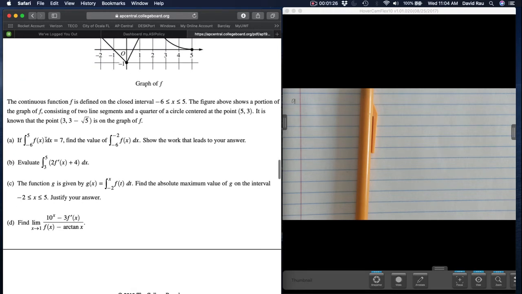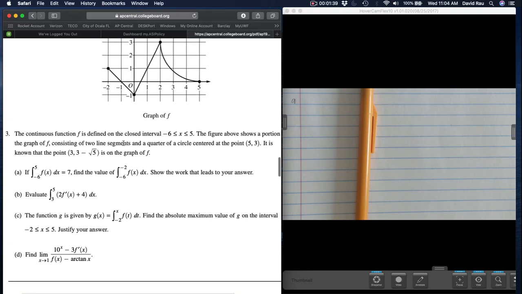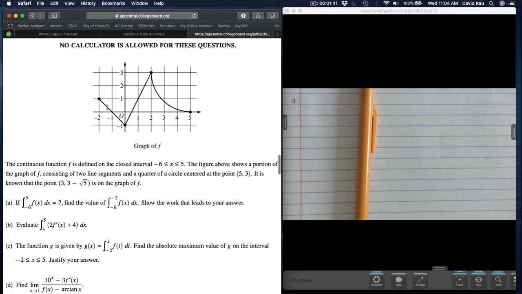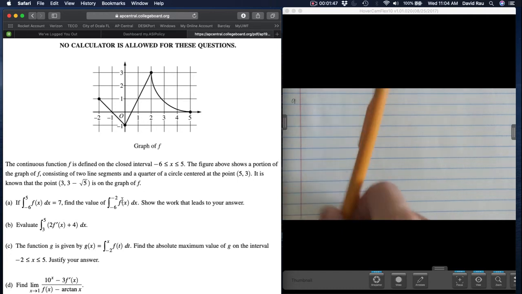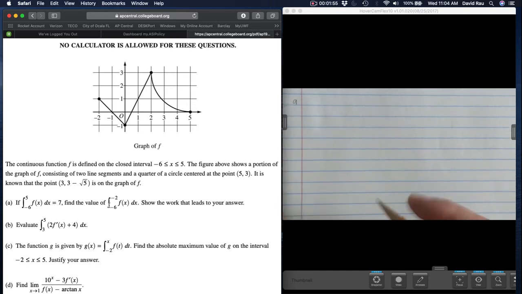If the entire integral of f is 7 overall, find the value from -6 to -2. Find the area under the curve from -6 to -2. In other words, what that means is if you know that all this area plus this area equals 7, what I need to do is figure out the area underneath this whole curve and then subtract that from 7, and then I'll know how much is there.